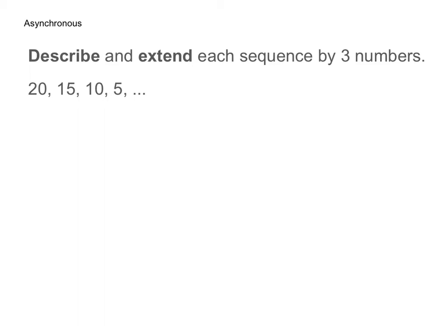So I'm going to go ahead and write that 20 to 5, we subtracted 5. And then 15 to 10, we subtracted 5. And 10 to 5, we subtracted 5. So now the describe part of the problem is that we are subtracting 5 or minus 5 each time, right?